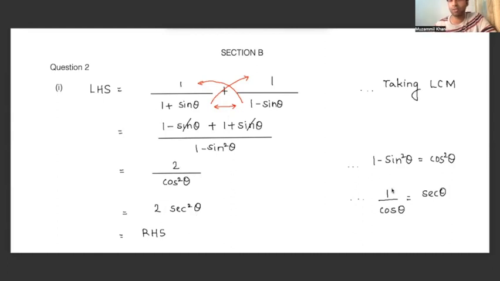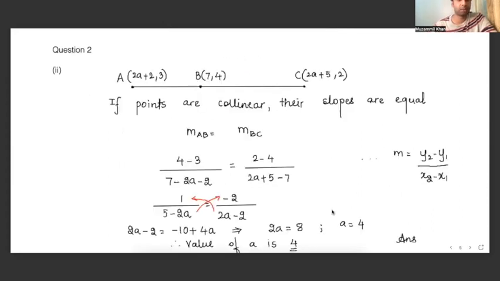The reasons have been given here. Obviously, they are very simple reasons. Here in the third step, it is basically the first trigonometrical identity that we are taught: sine square theta plus cos square theta is equal to 1. And then in the last step, it is again a very simple trigonometric ratio: 1 upon cos theta is equal to sec theta. So again, a very simple question which guarantees 2 marks.